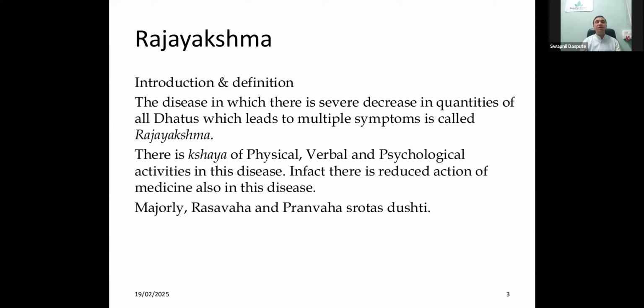Hence, also it is called as kshaya. The synonym for this particular disease is kshaya.